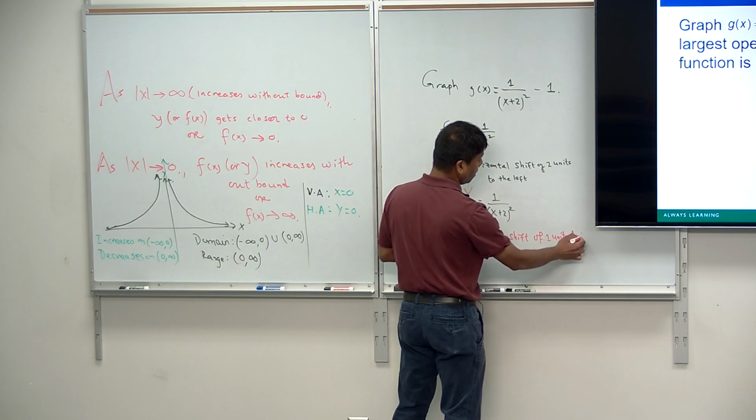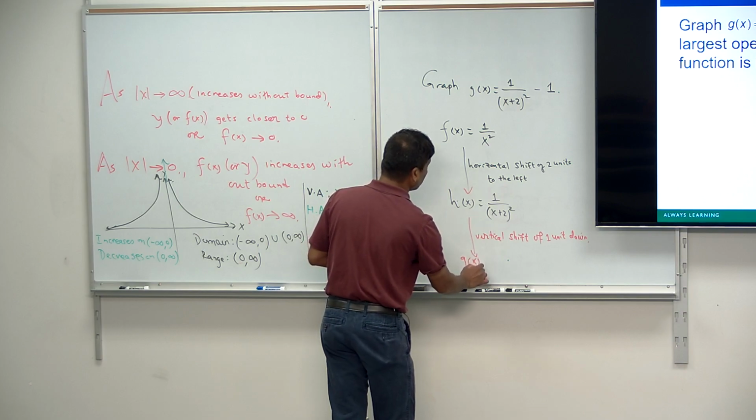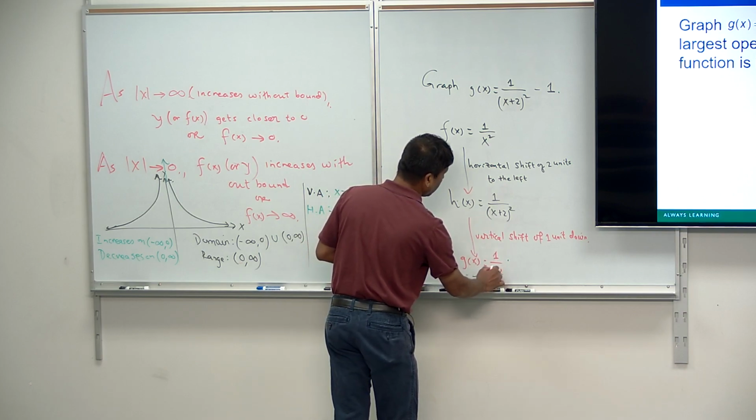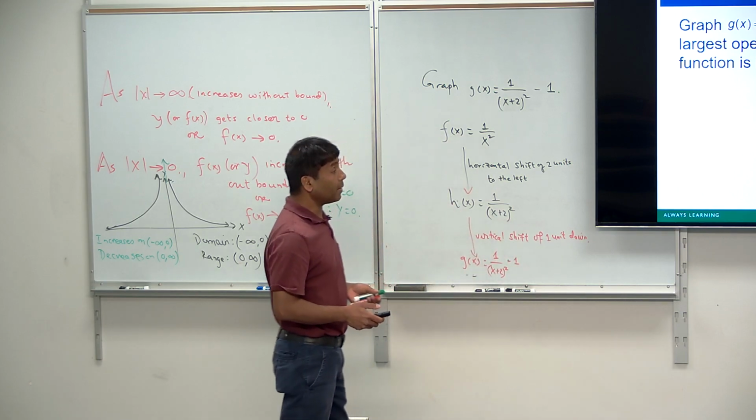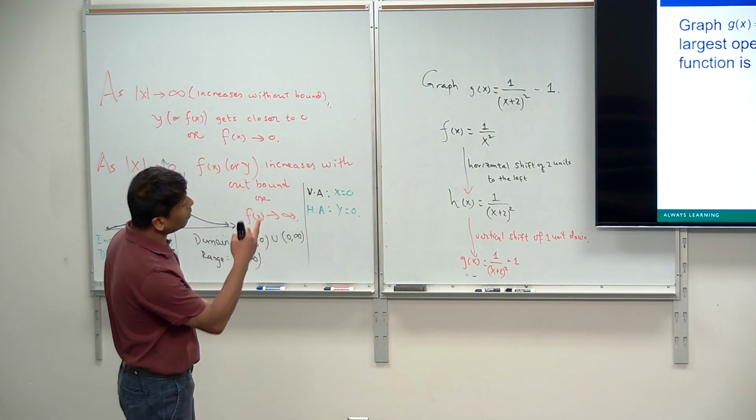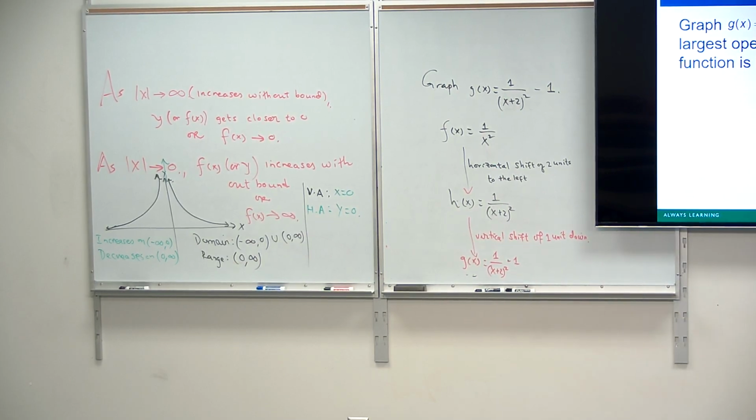If you shift this vertically down 1 unit, then you will get g(x) equal to 1 over (x plus 2) squared minus 1. That makes sense, guys? So you see the graph looks like this. If you look at the slides, you can see that. So the graph of y equal to 1 over x squared is shifted 2 units to the left and 1 unit down.